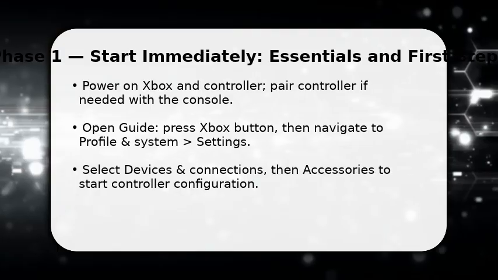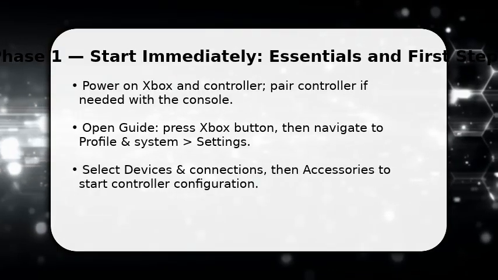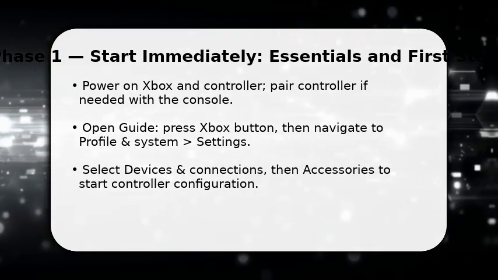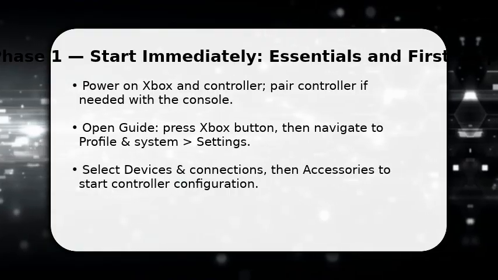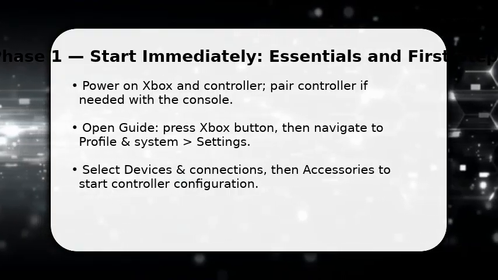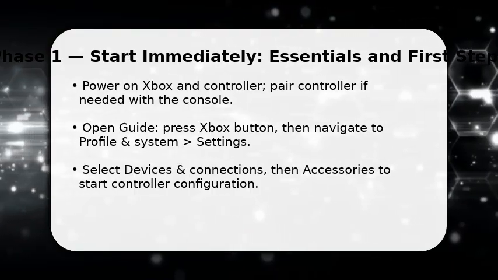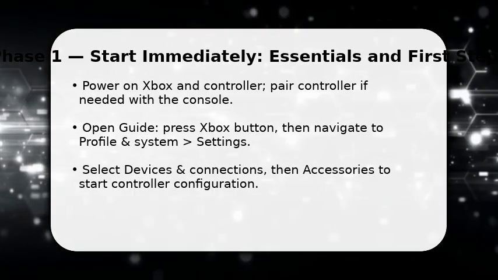You start by getting immediate access to the controller menu. Power on the console and pair the controller. Press the Xbox button to open the guide, then go to Profile and System and open Settings. Once in Settings, choose Devices and Connections and select Accessories so you can configure your controller.